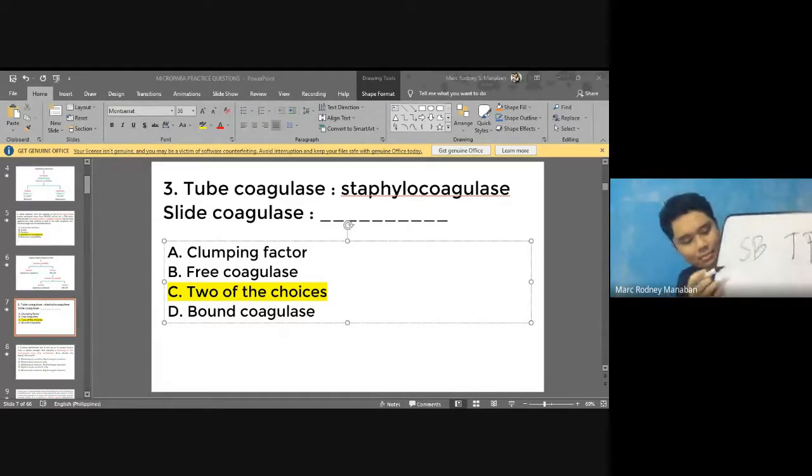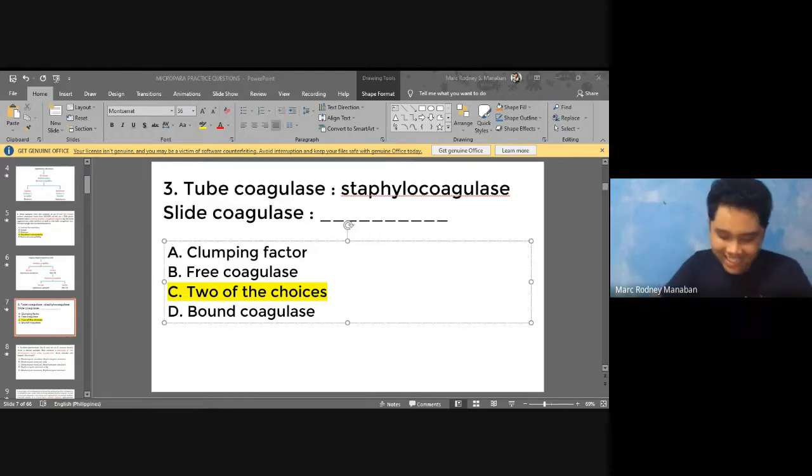So SB: slide coagulase detects bound coagulase, or your clumping factor, and tube coagulase detects the letter F, free coagulase or staphylocoagulase. Take note of that. SBTF: Starbucks tayo friend, or Starbucks tapos F. So take note of that. Thank you for that.